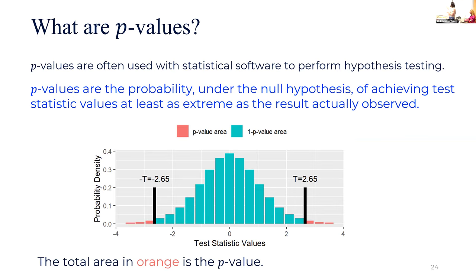It's a value that we can look at in order to conclude whether or not our test statistic would fall within a rejection region based on any significance level we pick. And it's a pretty simple idea. A p-value is the probability under the null hypothesis of achieving the statistical value at least as extreme as the result you actually observed. Okay, and I'll say that again, at least as extreme. So it could be more extreme, but at least as extreme.